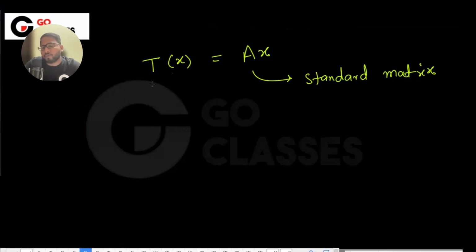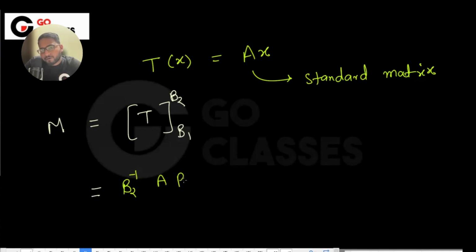Now, suppose you want a matrix, some matrix M, which we also represent like this, right? Let's suppose this is going from B1 to B2. Suppose we want some matrix which does the transformation but takes input from B1 and gives output in B2. Then what is this M? Can anyone tell me? Yeah, this is B2 inverse A B1, right?